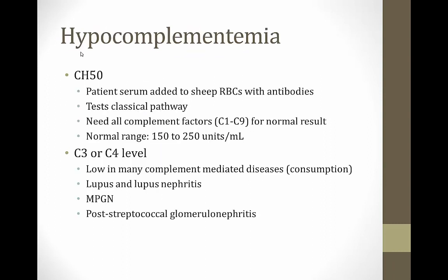Finally, let me finish by explaining the ways we clinically test the complement system. The first one is a test called CH50. In this test, the patient's serum is added to sheep red blood cells with antibodies, and the goal is for the classical pathway to lyse the sheep red blood cells.